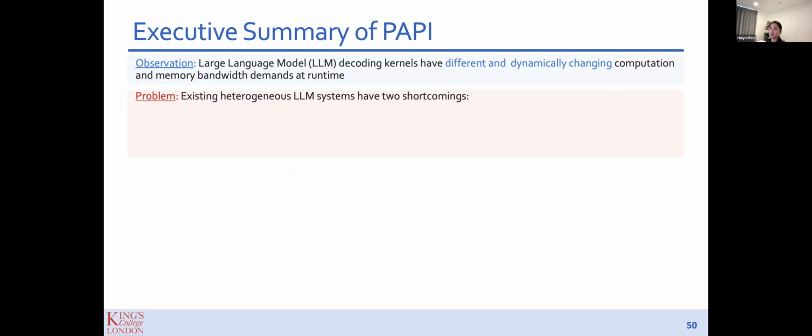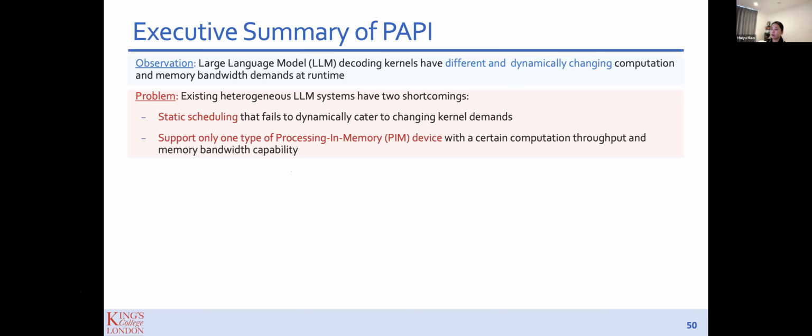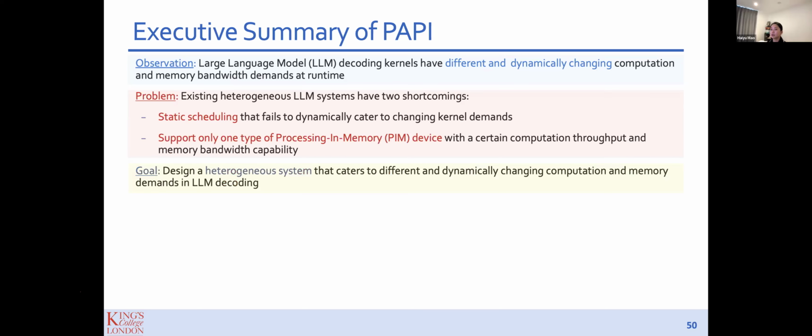So the problem is that the existing heterogeneous large language model systems have two shortcomings. One is static scheduling that fails to dynamically cater to changing kernel demands. And another one is that they support only one type of processing-in-memory device with a certain computation throughput and memory bandwidth capacity. So the goal of PUPY is to design a heterogeneous system that caters to different and dynamically changing computation and memory demands in large language model decoding.